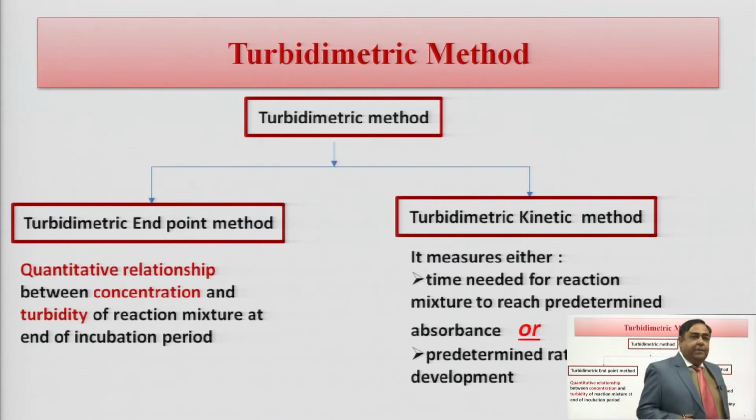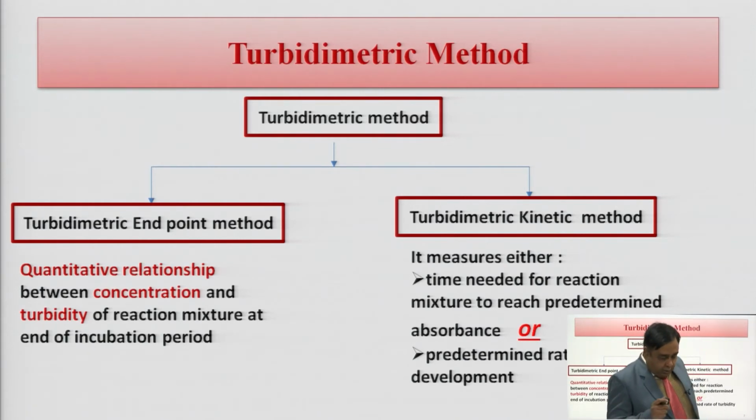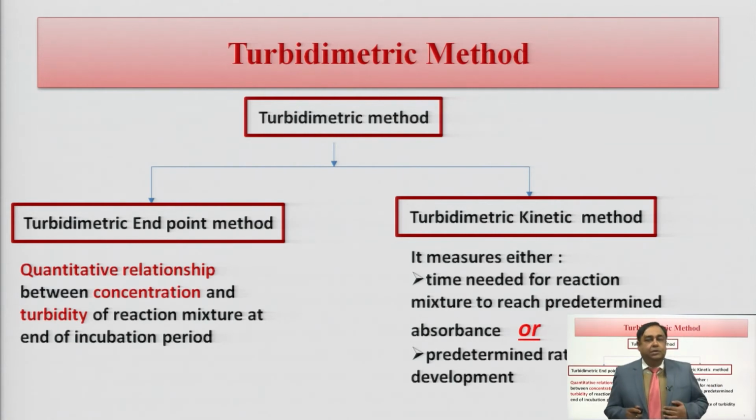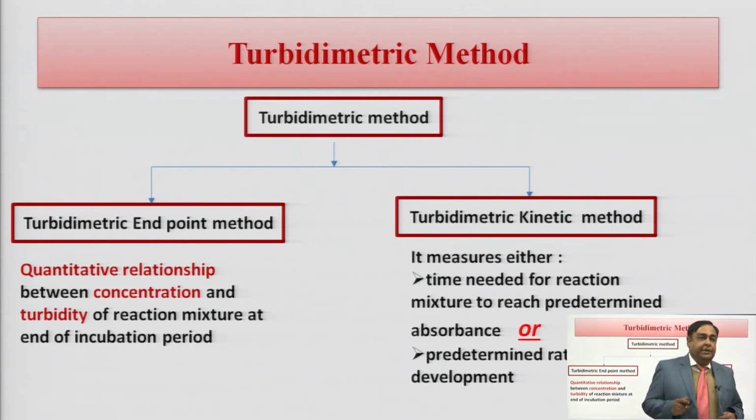Now, in the turbidimetric method, as I have told you, there are two sub methods. What are the sub methods? First sub method is the turbidimetric endpoint method, and the second method is the turbidimetric kinetic method. So, there are two methods. One is the turbidimetric endpoint method, the other one is the turbidimetric kinetic method.